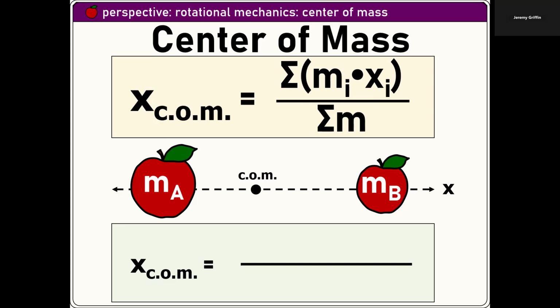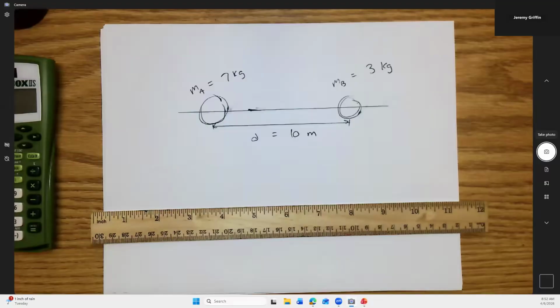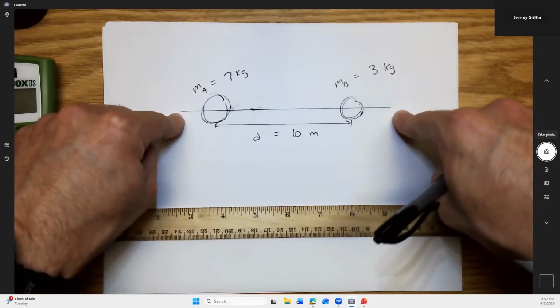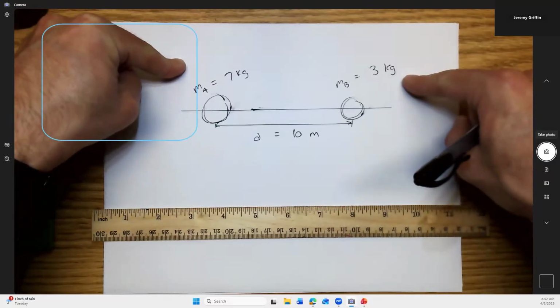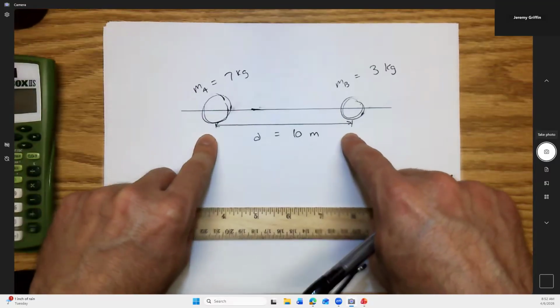All right, so what I just said, let's bring this over here. I was drawing this as I was saying. So let's put 7 kilograms here, 3 kilograms here. Let's say this gap is 10 meters.